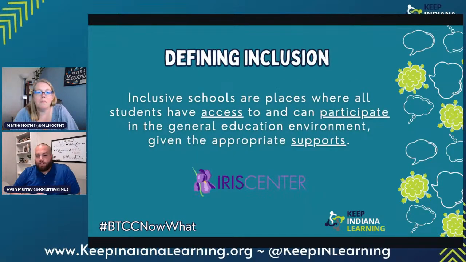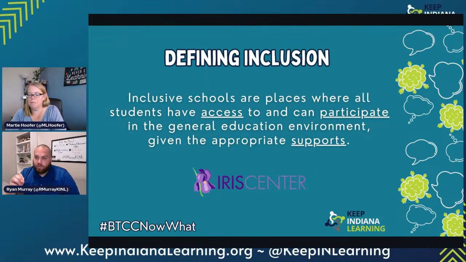So as we get into this discussion, I think it's important to define inclusion. I have this definition from the Iris Center at Vanderbilt University. They have a ton of great modules and supports on working with atypical students. And their definition is inclusive schools are places where all students can have access to and can participate in the general education environment given the appropriate supports.